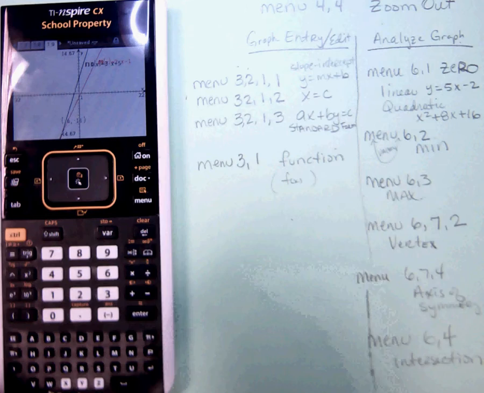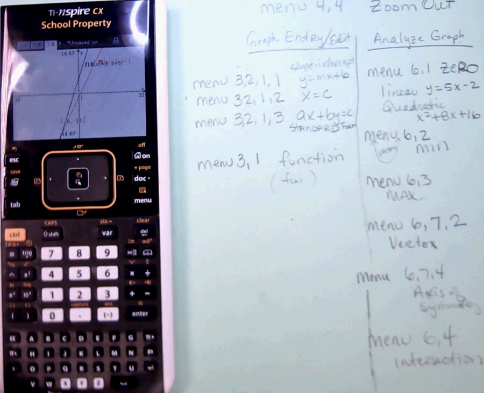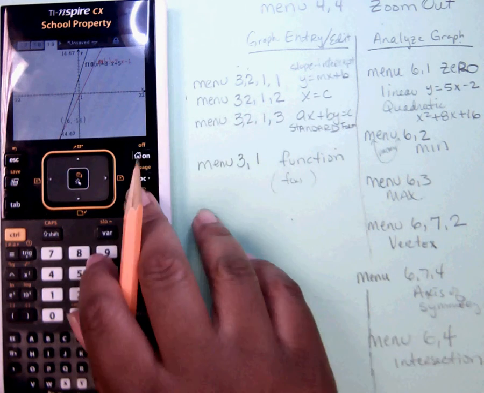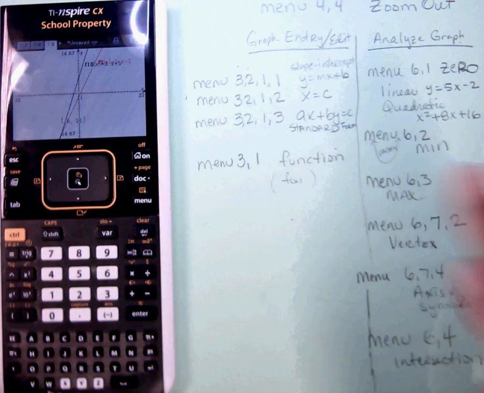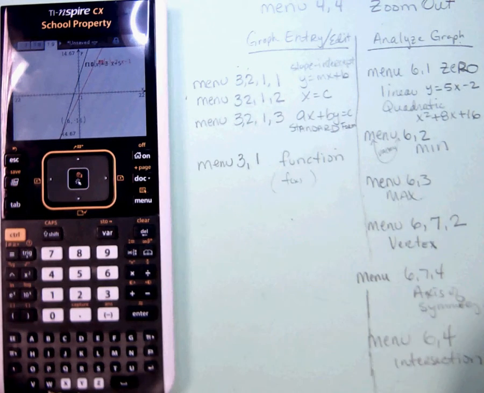Okay, so that concludes the calculator tricks. There's more than one way to do a lot of the stuff we did in the 3 videos you have to watch, 3 or 4.